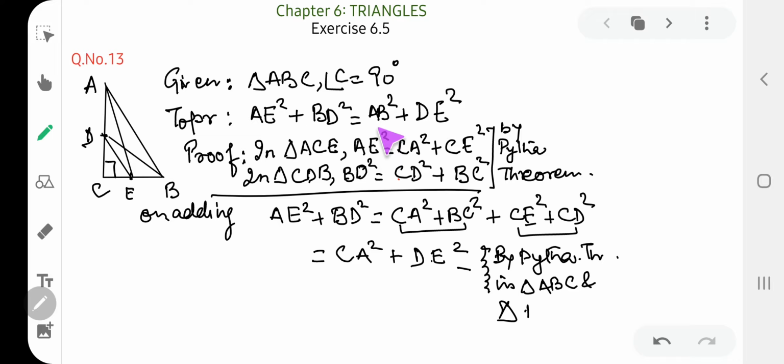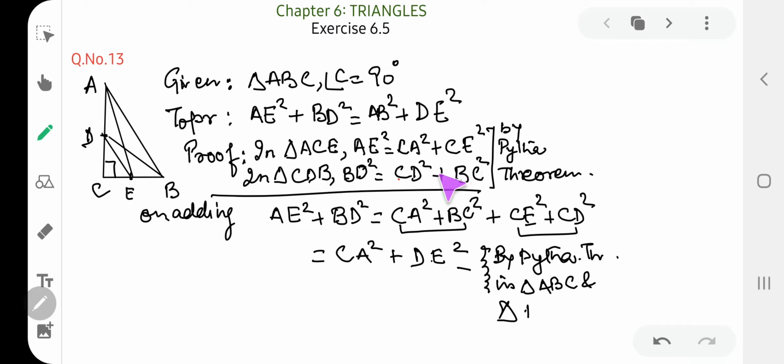Now see again the right hand side of the to prove. In the right hand side you need AB square. So AB square can be calculated from right angle triangle ABC. So AB square is equal to AC square plus BC square. That's why I have written AC and BC together. So AC square plus BC square can be replaced by AB square.